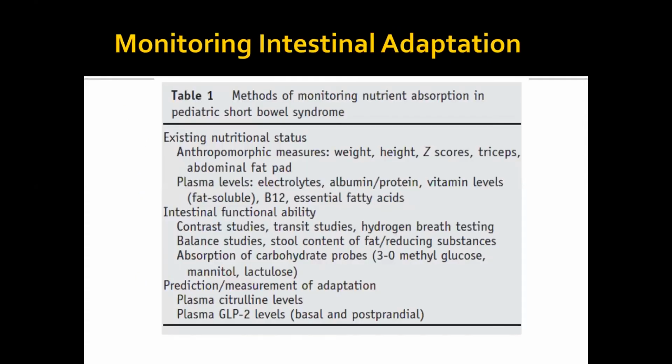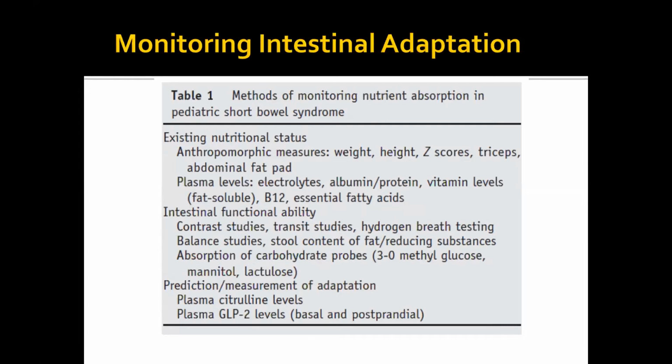Monitoring the process of enteral feeding and intestinal adaptation is another thing that the team has to follow. There are many things that you can look for. Anthropometrics: weight, height, Z-score, triceps, and abdominal fat are the things that you look for. Make sure the patient is gaining weight and height and has enough fat. Plasma levels of electrolytes, albumin, protein, vitamins, and vitamin B12.